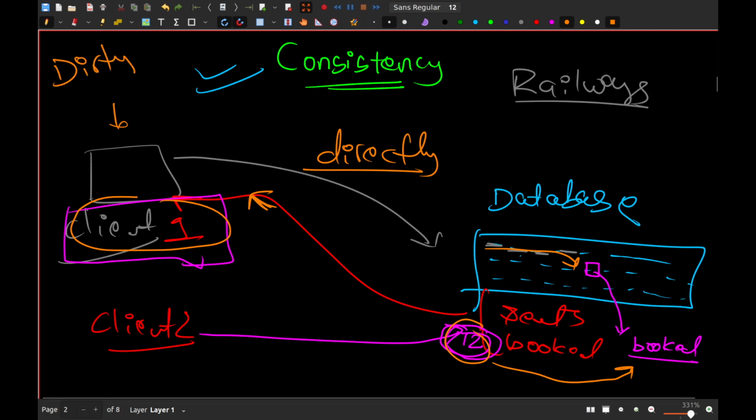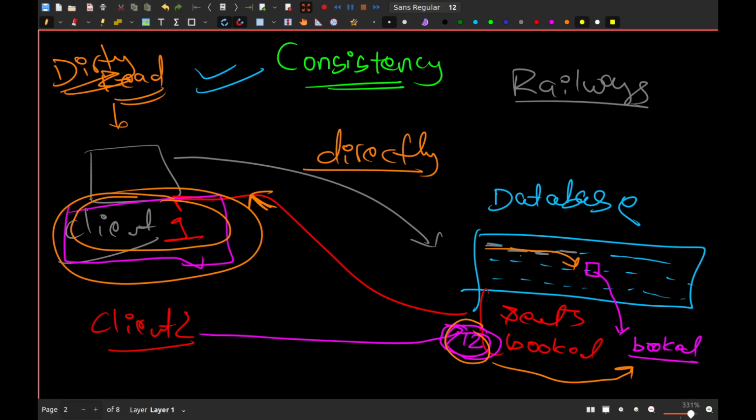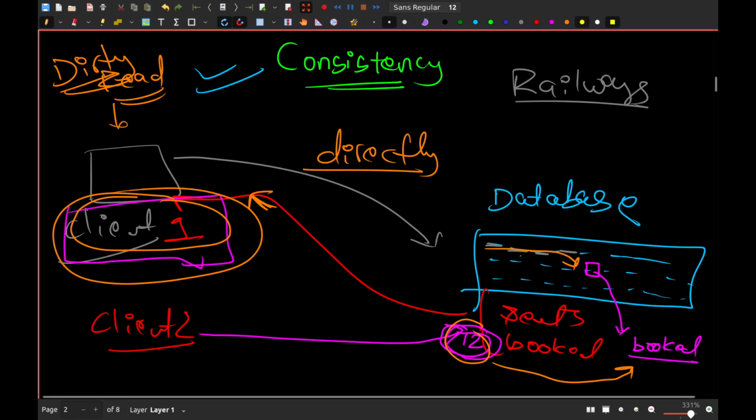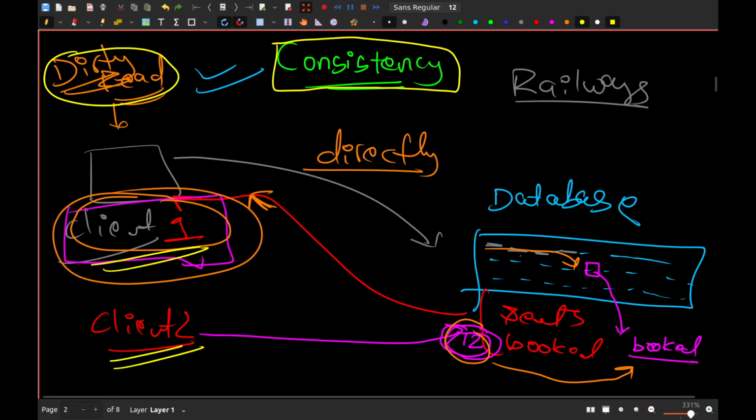This term is called a dirty read, because in reality that seat is no more available for booking, but this client is still getting the data that seat number 12 is available. So this is called a dirty read, because the data has not been updated. So this term is called consistency. The data should be consistent to each and every client or user who is getting data from the server. Okay, this was the one term.